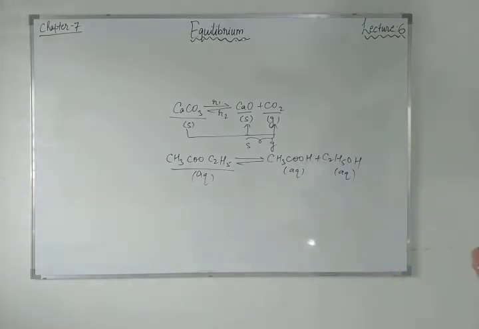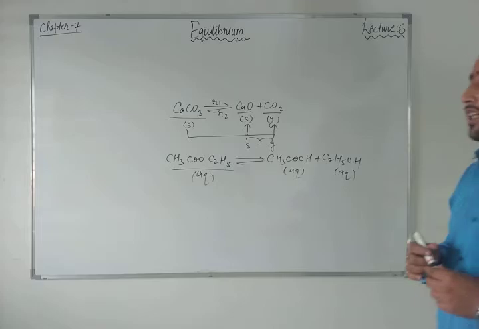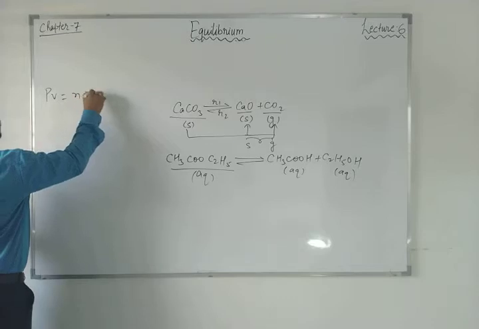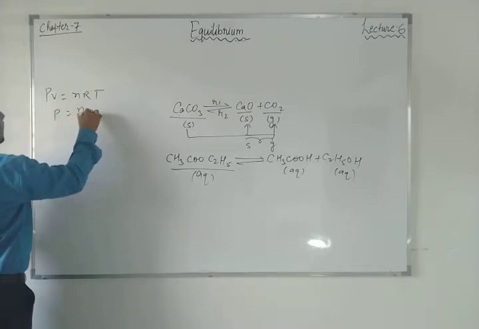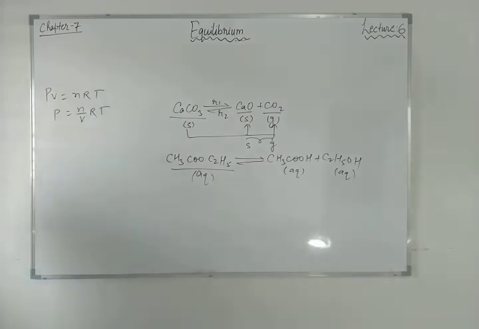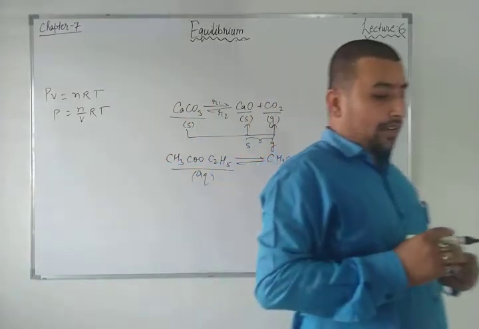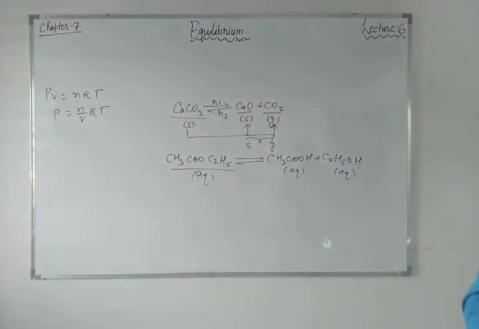Equilibrium constant in the gaseous state: I have already discussed that PV is equal to nRT, and we have discussed that P is equal to n by V times RT. P is pressure, whose SI unit is Pascal. n is the number of moles of the gas. V is the volume, whose SI unit is meter cube, and T is the temperature in Kelvin. Therefore n by V is expressed as mole per meter cube. If I talk about the concentration, then C will be the concentration.